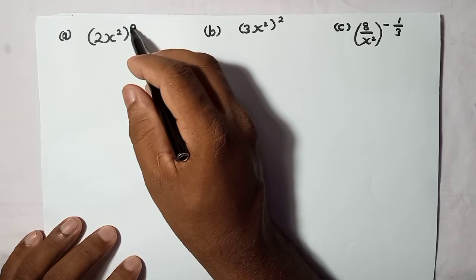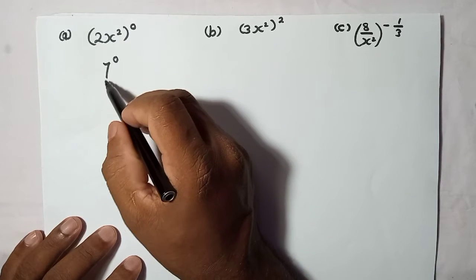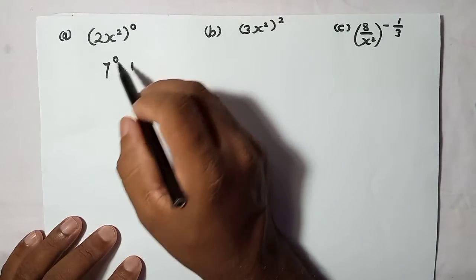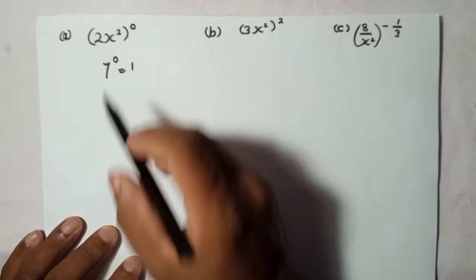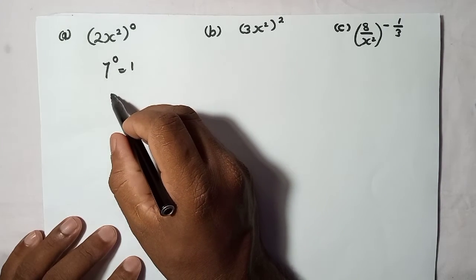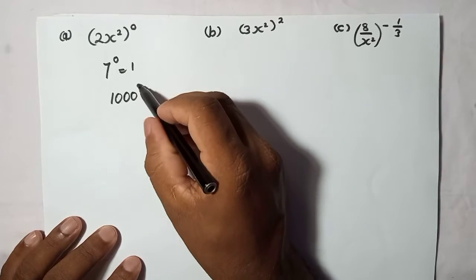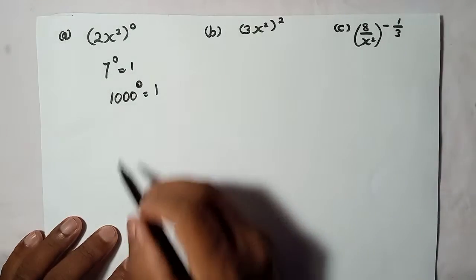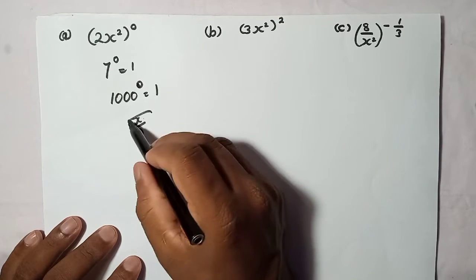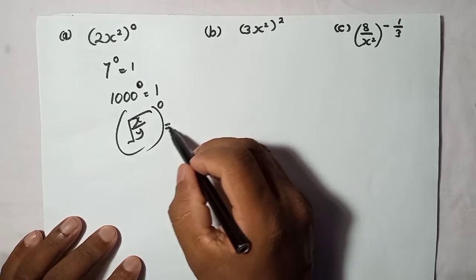Here the index is 0, so keep in mind that whatever number you have, like 70, if the index is 0, the answer is 1. You can write it directly, you don't need to care much. If you have index 0, the answer is 1. For example, if you got 1000, the answer is still 1. You don't need to care about whatever you have here. Even if they put a bracket like that, you can just write the answer is 1.